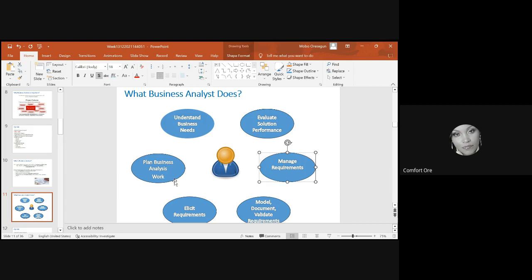Then you're going to be planning your analysis work. So everything that you're doing here is actually planning. Being able to meet with stakeholders is part of planning. Being able to understand the needs is part of planning. Being able to document your findings and manage your requirements is part of planning. Being able to evaluate the solution, understanding the current state is part of planning. Being able to identify what the issues are and how to provide solution is part of planning.